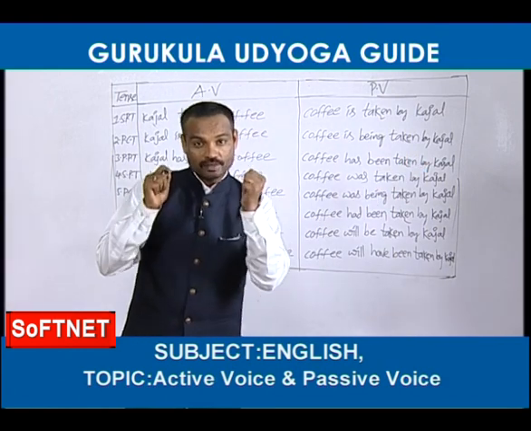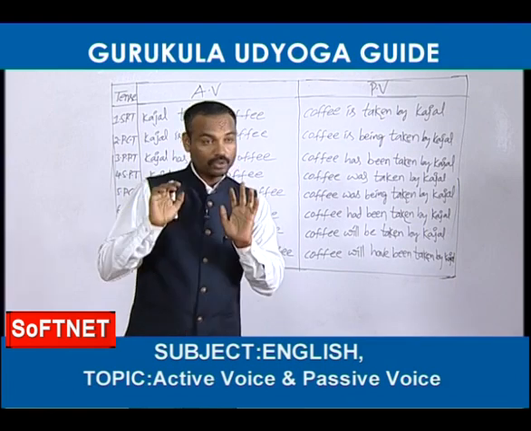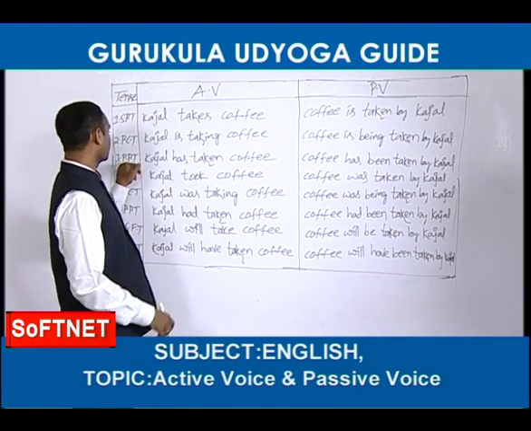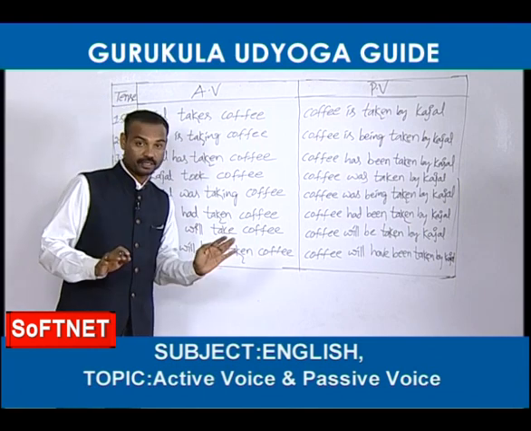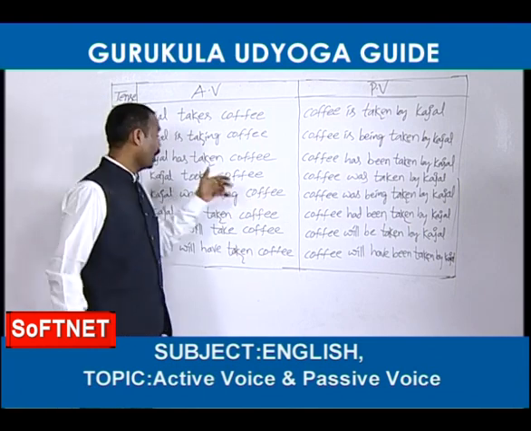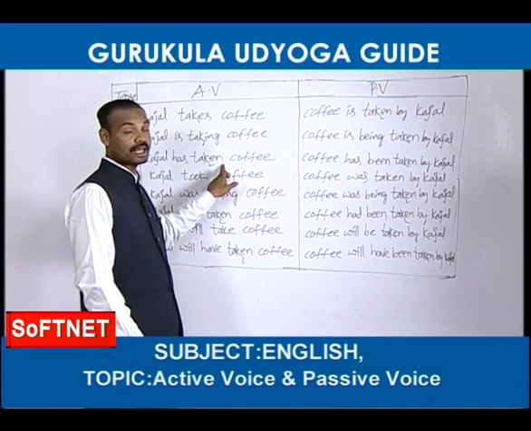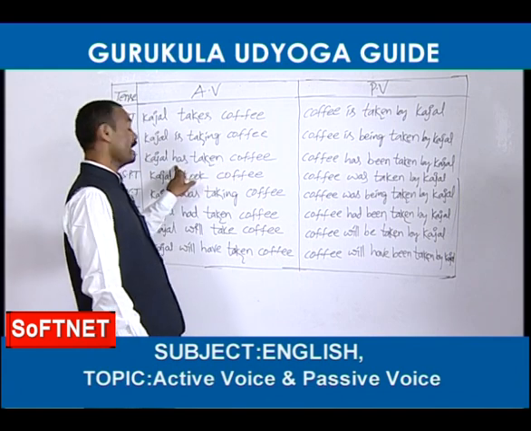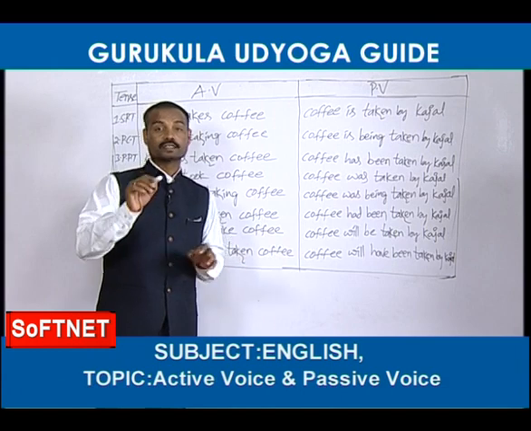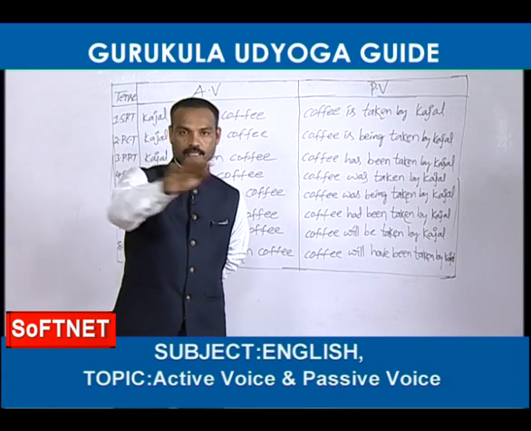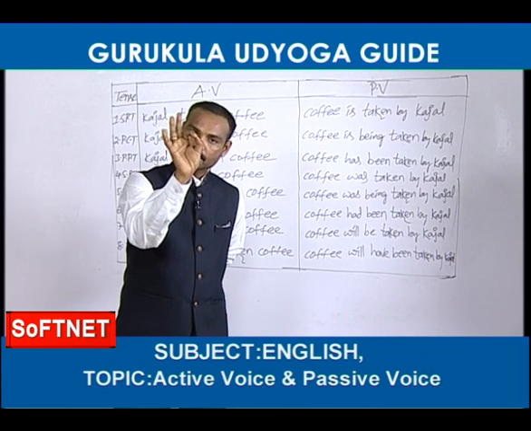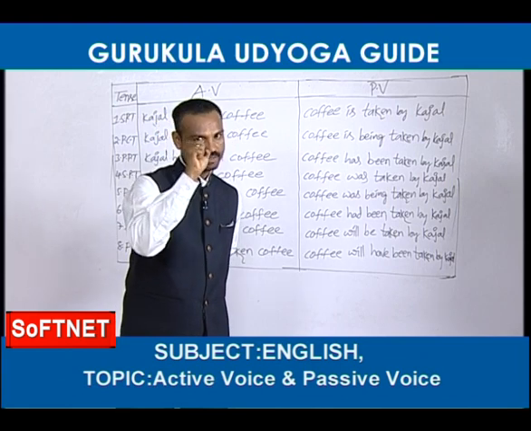Then, shall we start the third tense? Okay, come on, let's see. Present perfect tense. Kajal has taken coffee. Kajal has taken coffee. How can you find out that this sentence has been given from present perfect tense? See, has is there. Friends, whenever you find out either have or has in the active voice sentence, you can think that that sentence has been given from present perfect tense.